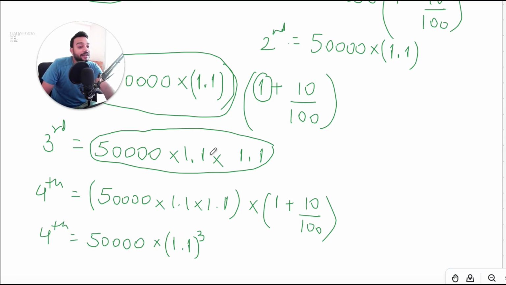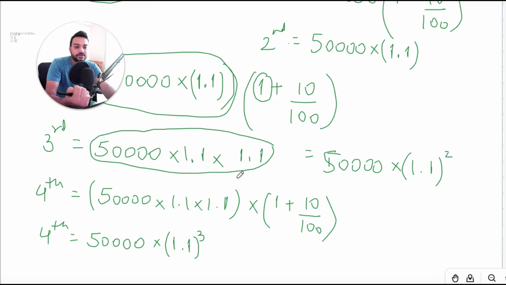For the third year, it's 50,000 times 1.1 squared. As you can see, two 1.1s are there. Second year, 50,000 times 1.1 raised to 1. First year, 50,000 times 1.1 raised to 0. We're able to establish a pattern the way we were doing in the last transistors question. Similar to that, we're doing it here. The only difference is the multiplying factor is a bit different. It's not a whole number. It's not a big number. That's just a slight increase.